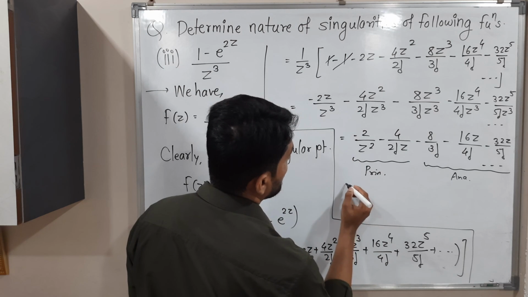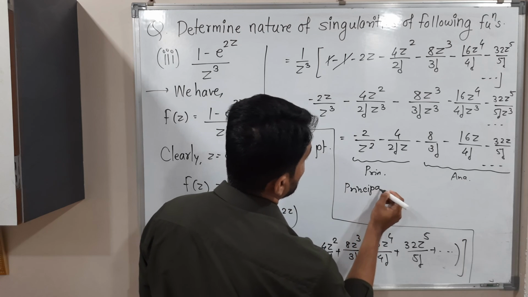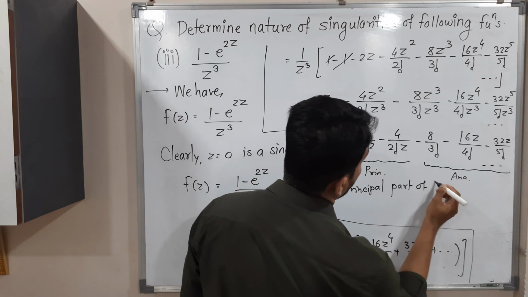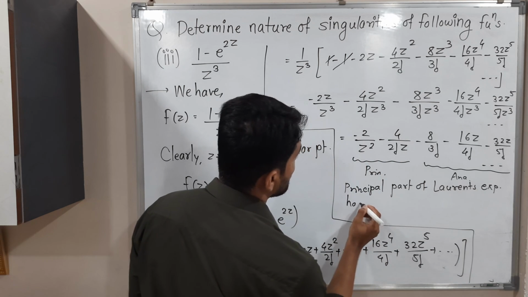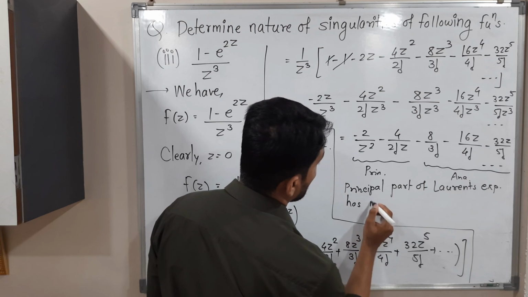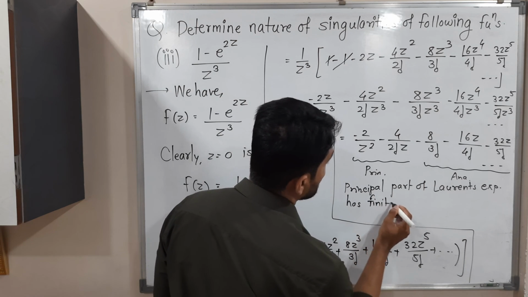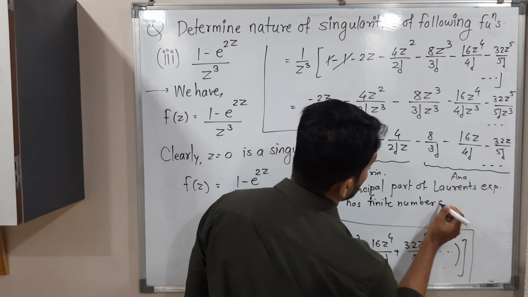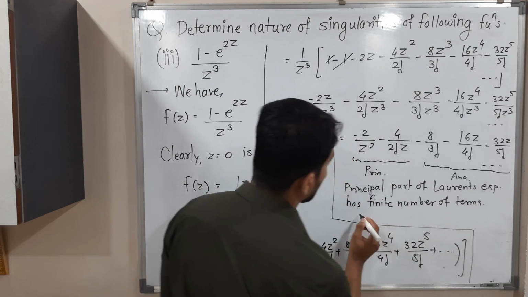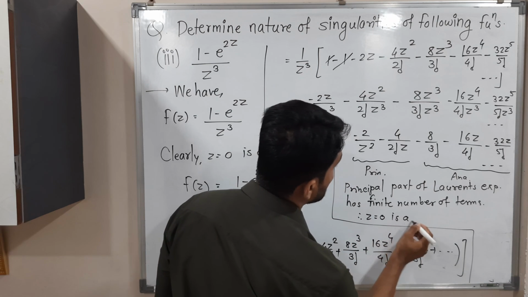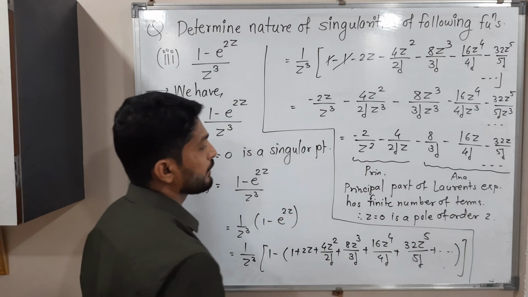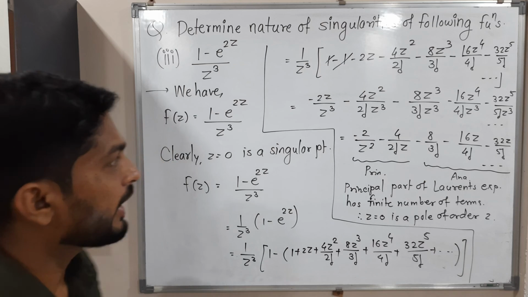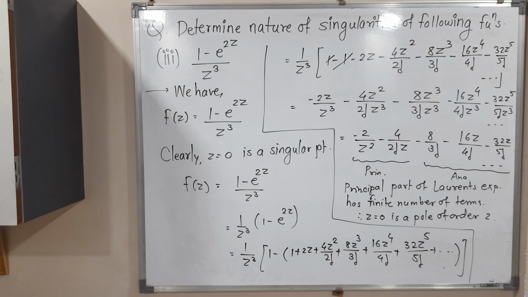So the principal part of the Laurent expansion has a finite number of terms, so therefore z is equal to 0 is a pole of order 2 since the highest power is 2. Okay, so in this way we have discussed all these 3 examples. Just make a screenshot of it, then we will stop. Thank you. See you in the next video.